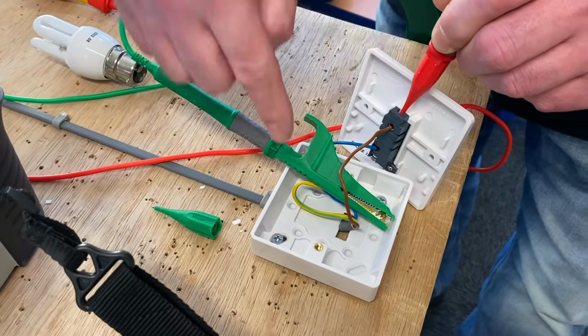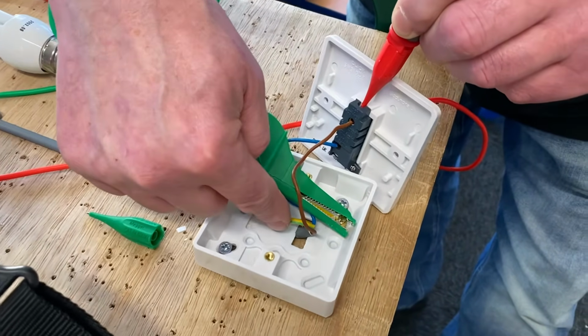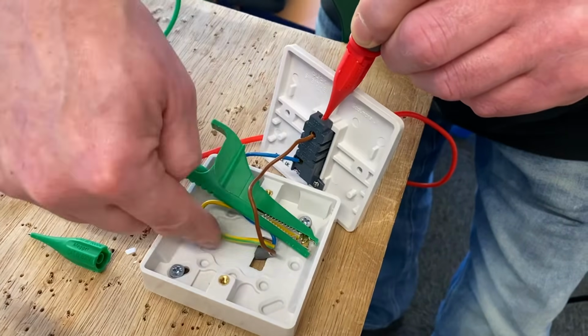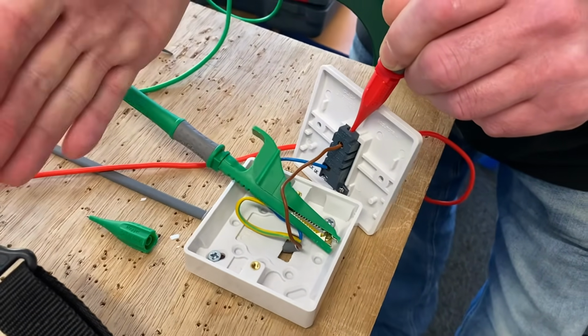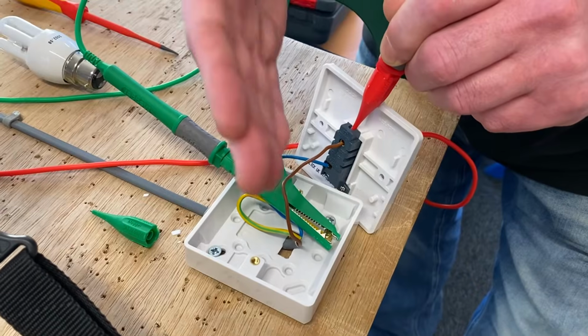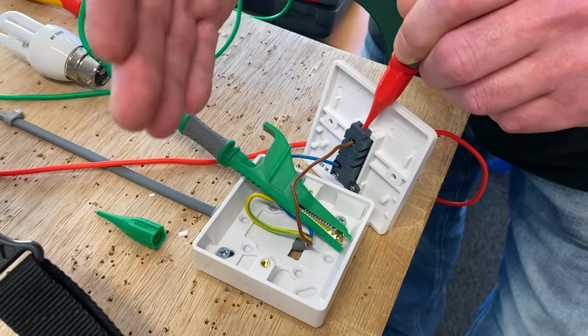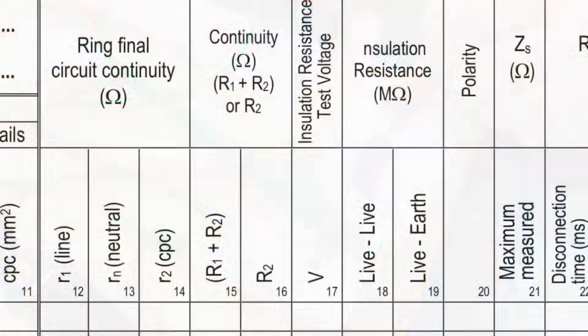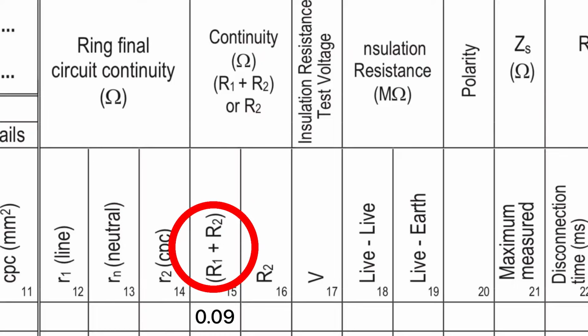We've already done that. And the CPC is connected to here, and we've got a complete path between the line and CPC back to our linked position within the consumer unit. So we've proved its continuity. We've operated the switch, so we've proved polarity. We need to record the highest reading of 0.09 in our box heading R1 plus R2.